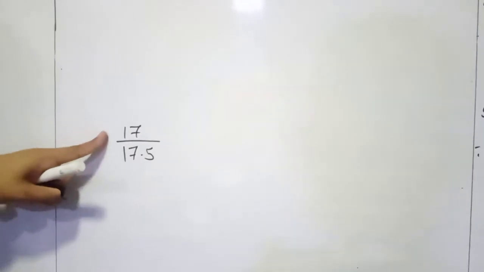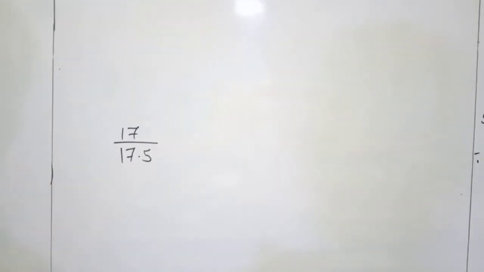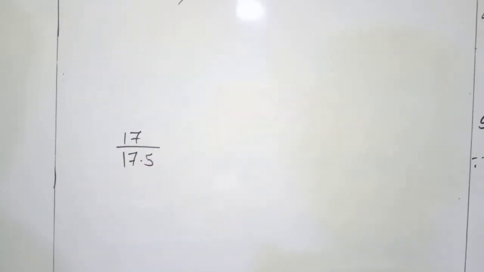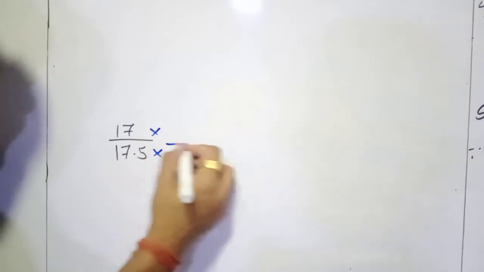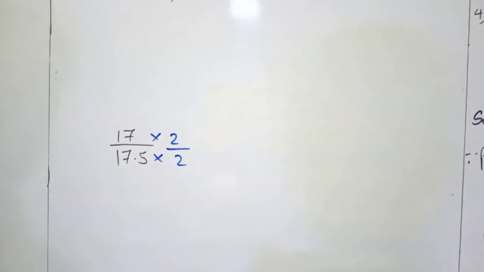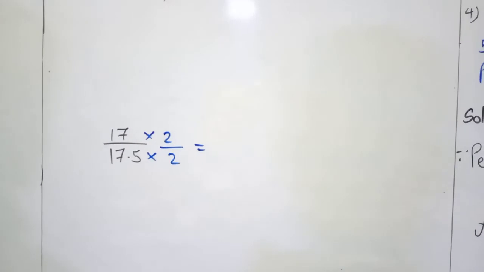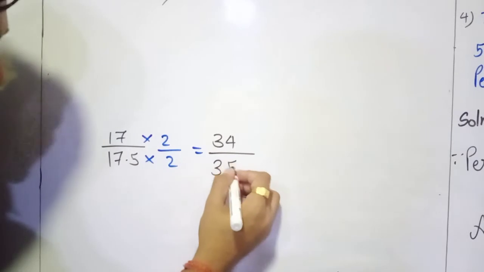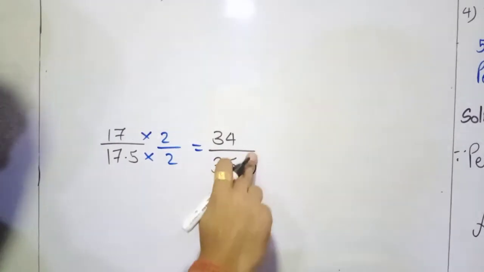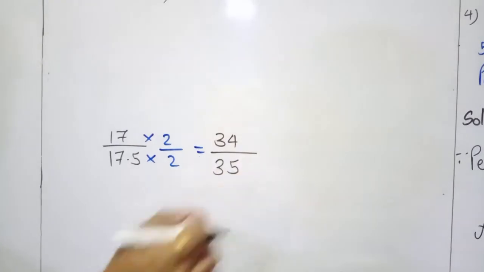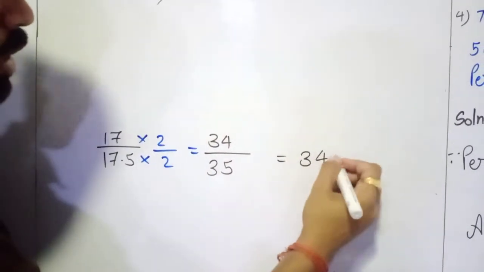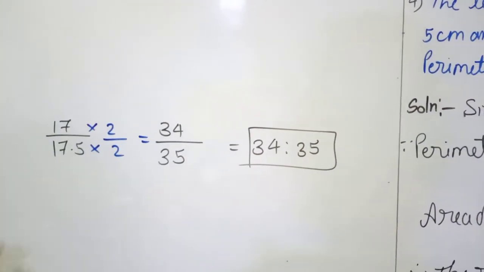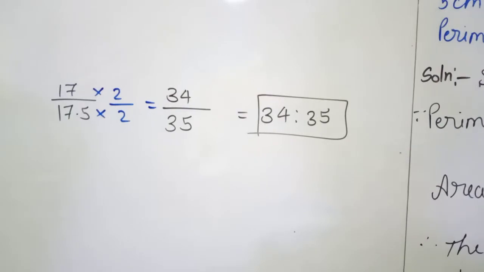As we know, we cannot write the decimal point. So as per our rule, a upon b is equal to ak upon bk. So we should multiply both by any number. So let's multiply by 2. So we are getting 17 twos are 34 and here we will get 35.0. We should not write after the decimal point. So it will become 34 upon 35. So we can write 34 is to 35 will become our answer. So this way we have to find out the ratio of the given sub questions.